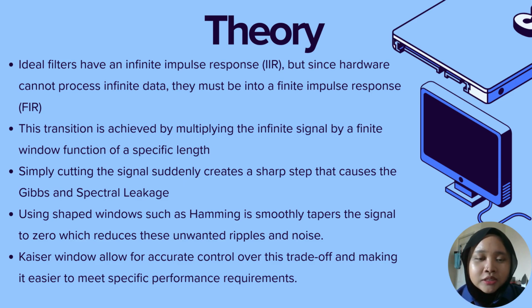To manage this issue, we choose different window functions based on specific trade-offs. First, the Hamming window provides a good balance, offering moderate side lobe attenuation with solid frequency resolution. Second, the Kaiser window is more flexible, giving us adjustable control over side lobe level and transition bandwidth.